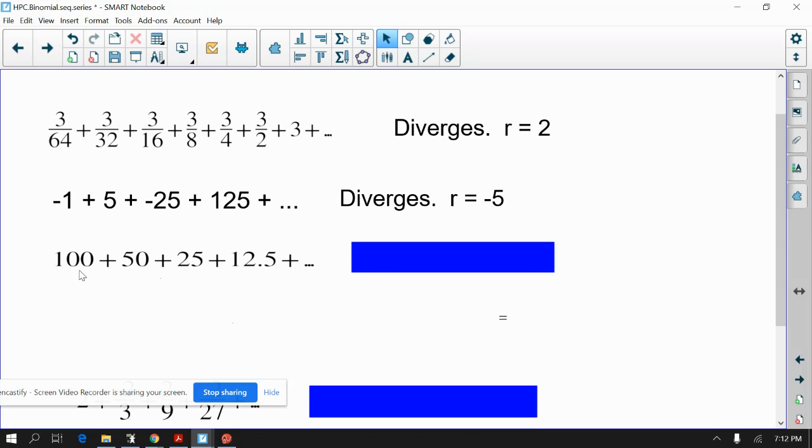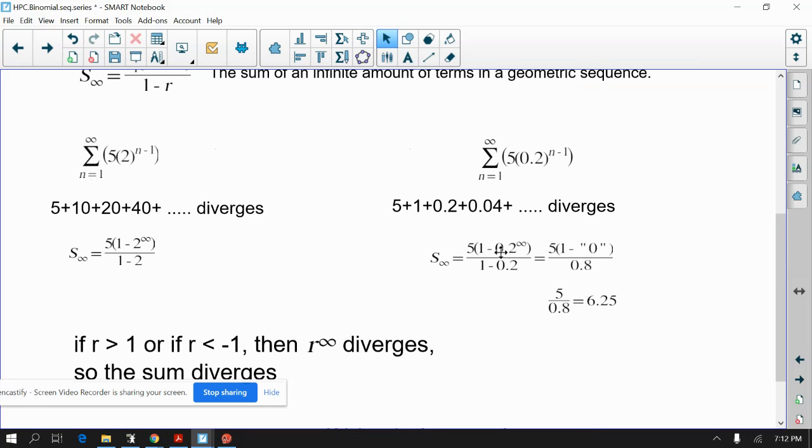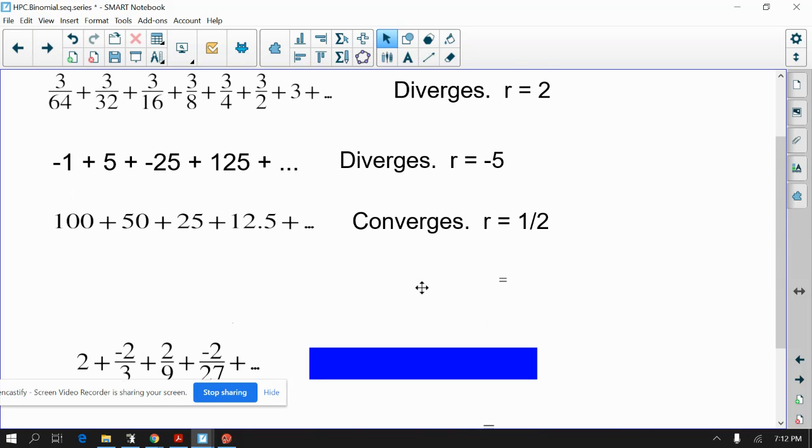This one, how do I get from one term to the next, etc., etc.? I hope you can see here you're dividing the whole term by 2. So in other words, you're multiplying by 1/2. And aha, 1/2 is between -1 and 1. So it converges. Again, because if you take 1/2 to an infinite power, you're basically going to get 0. So that means I get to use that formula. So 1/2 to the infinity would just become 0.